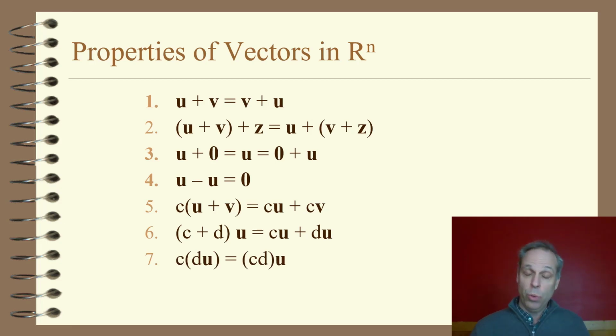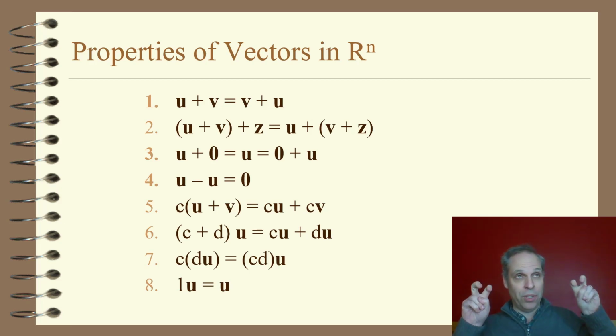The next one is reassociate scalars. So c times d times u, you can just multiply the scalars c times d first, and then you multiply that to u. And then lastly, if you ever take the scalar 1 times the vector u, you just get the vector u.